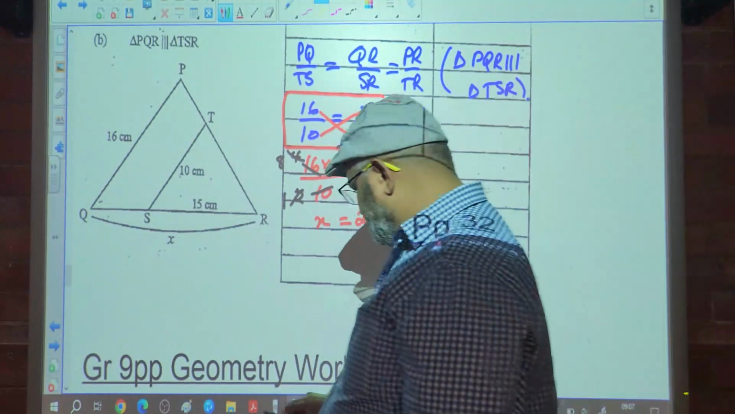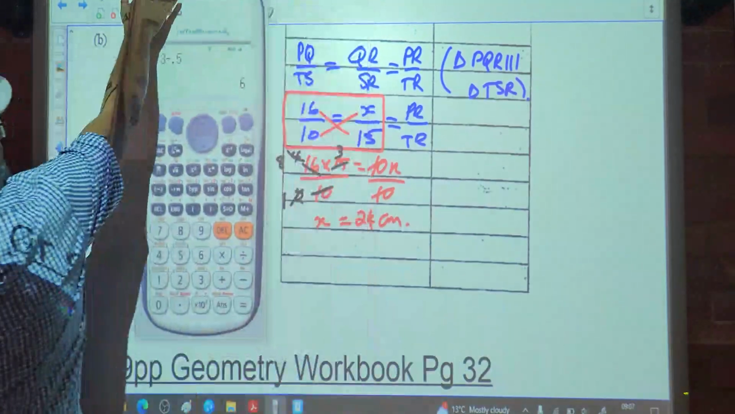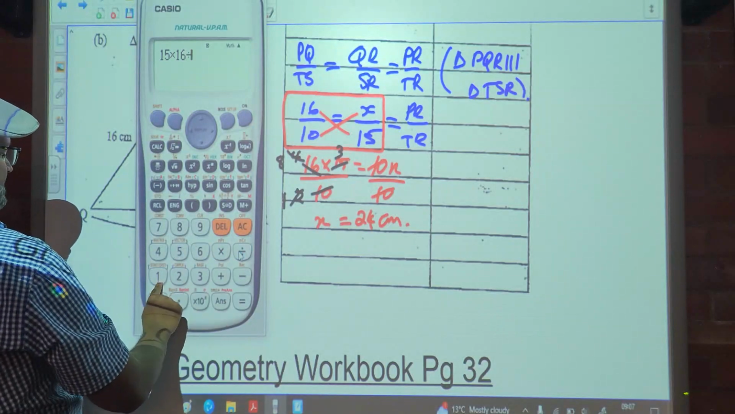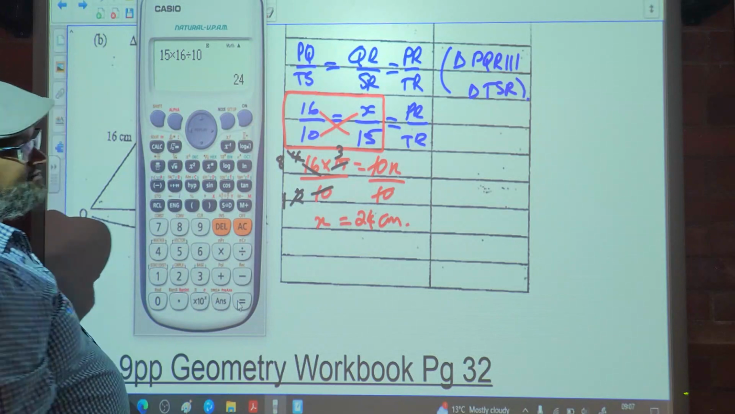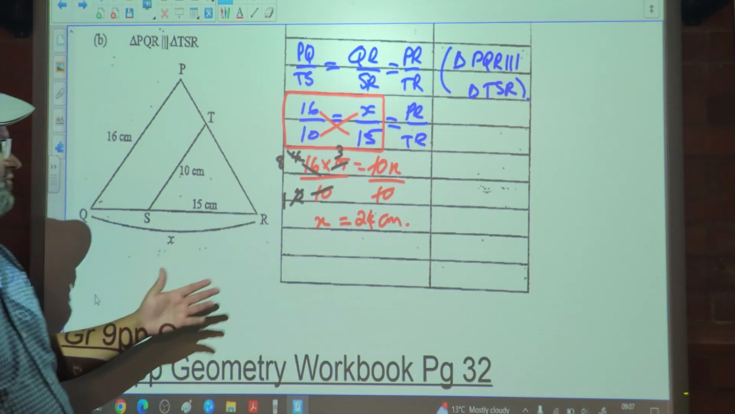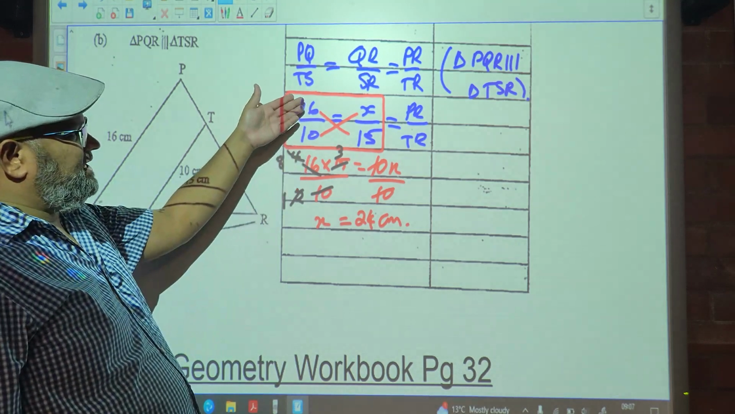Okay, or you could have just said 16 times 15 divided by 10 gives you 24. Easier now, isn't it? Yes. So can you simplify the 16 over 10 before you? Yes, before you go into the step, you could have said it's going to be 8 over 5.